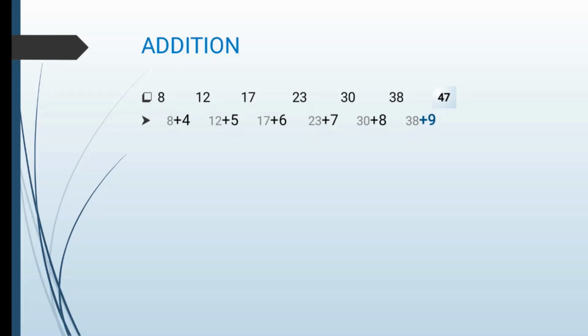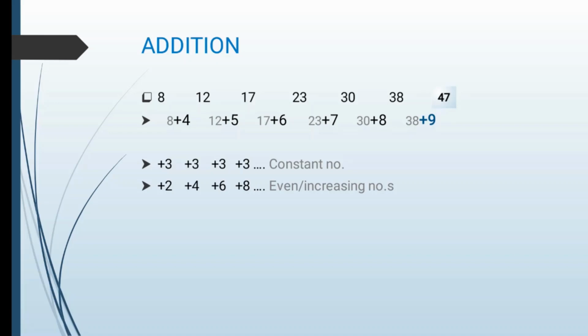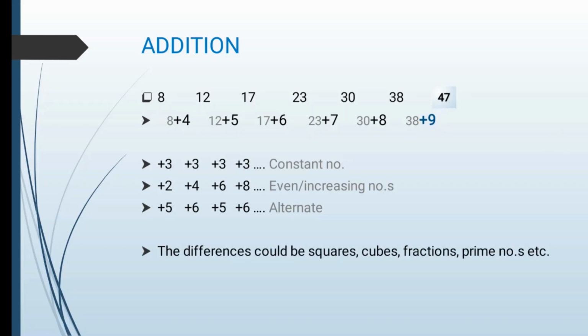Different logics can be used in addition also. For instance, here in the series, the logic is increasing gradually. The differences could be constant numbers, they could be increasing numbers, odd or even numbers. It could be alternate numbers. For instance, here the differences were plus 4, plus 5, plus 6. Instead of that the differences could have been plus 6, plus 5, plus 6, plus 5 or some other alternate sequences. The additional differences could be squares, cubes, fractions, prime numbers, etc. So you will have to identify the sequence and find out a pattern, whatever that is.